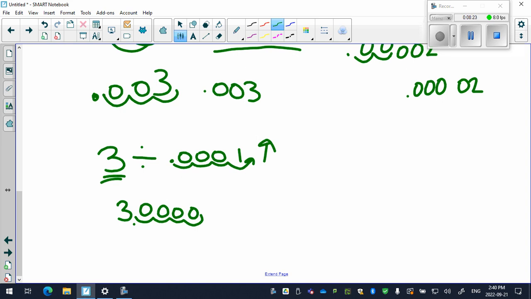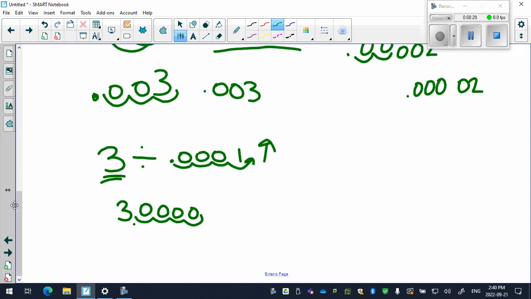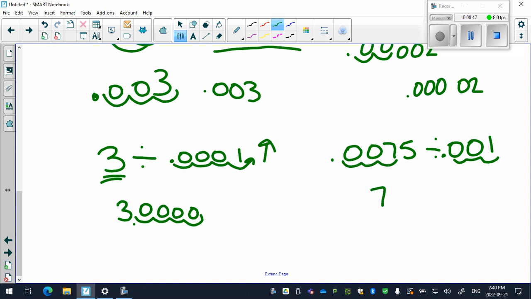And I think I've done them all. I've divided. I've multiplied. I can start with a decimal here. Divide it by that. It's going to become larger by 3 spots. I'm going to move that decimal 3 spaces. 1, 2, 3. My new answer is 7.5.